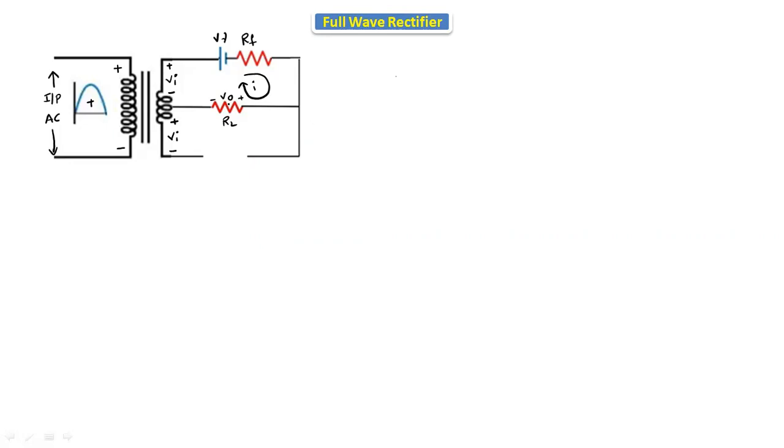Here the current is coming from; assume that in this loop current I is flowing. Here we have to apply KVL. If you apply KVL: -2 plus Vi, plus 2 minus V gamma, is equal to the voltage drops, I into Rf plus I into RL.